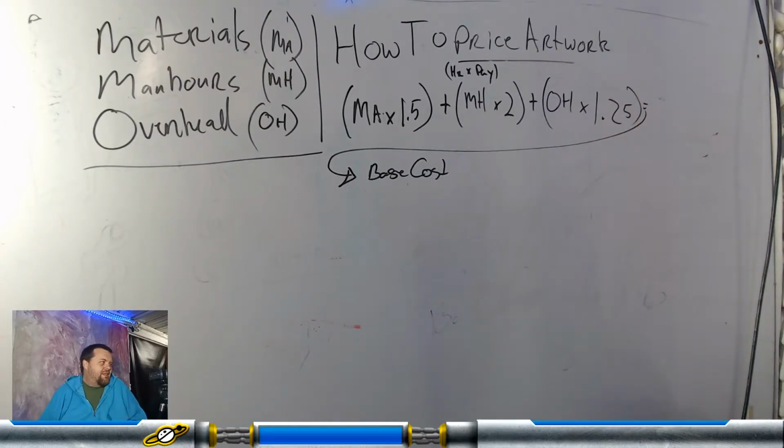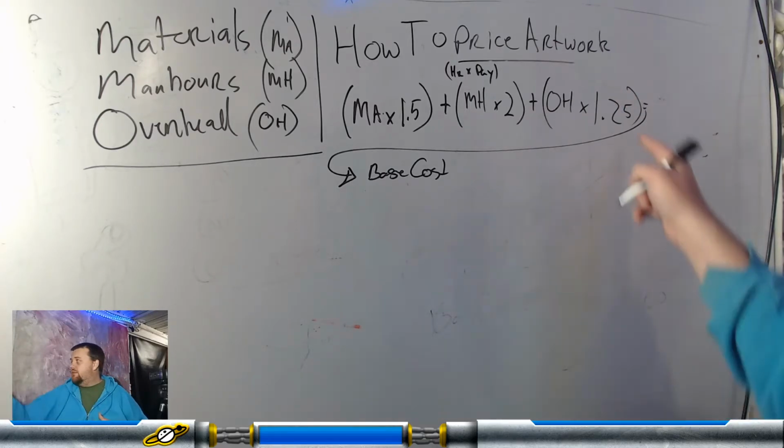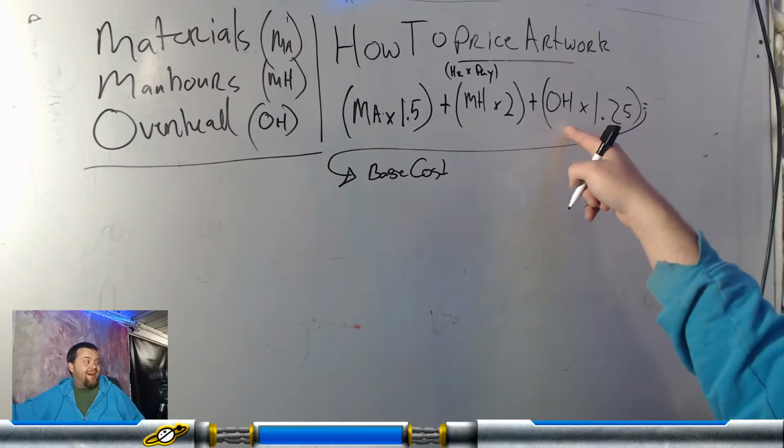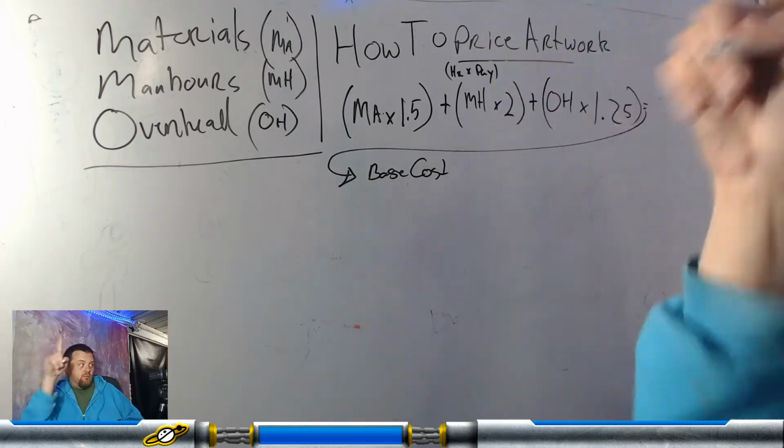So, simple, very, very simple equation. Now your overhead, let's start with the most static cost that you're going to have. It's going to be your overhead. Knowing how much you cost per hour with everything around you.